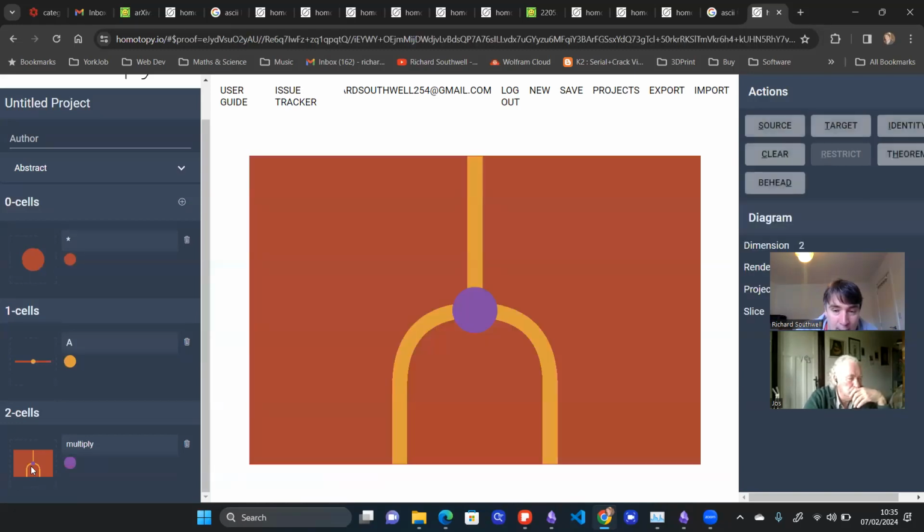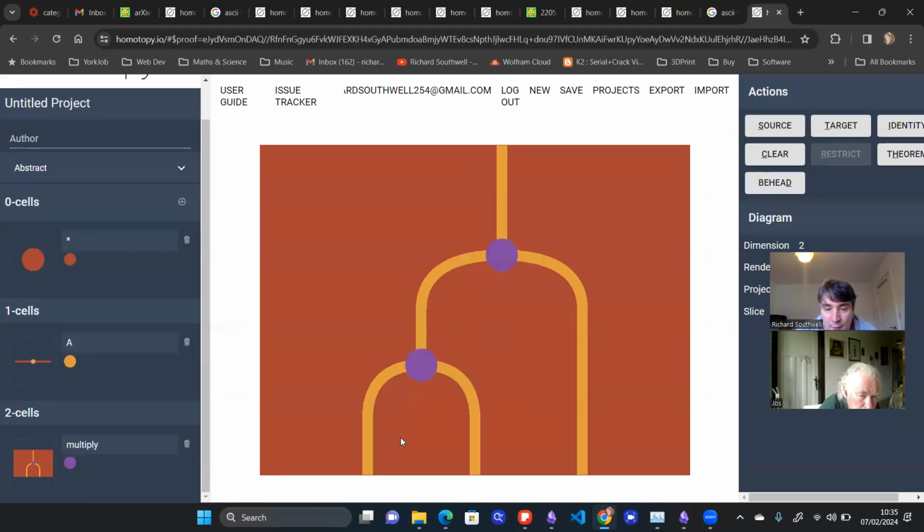If we click on it, we can see that multiply takes in an A and an A and outputs an A. And if we like, we can click on the bottom left and compose. So now we start with three things and then we do multiply and so on.